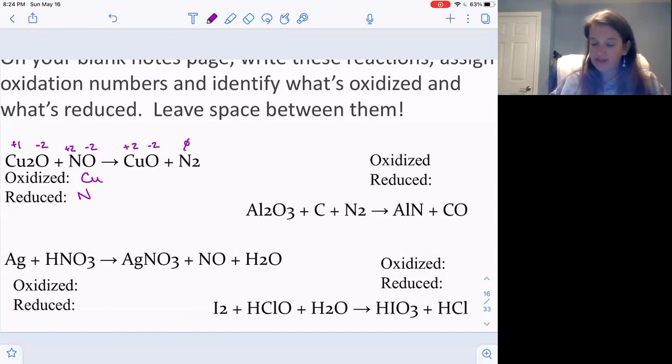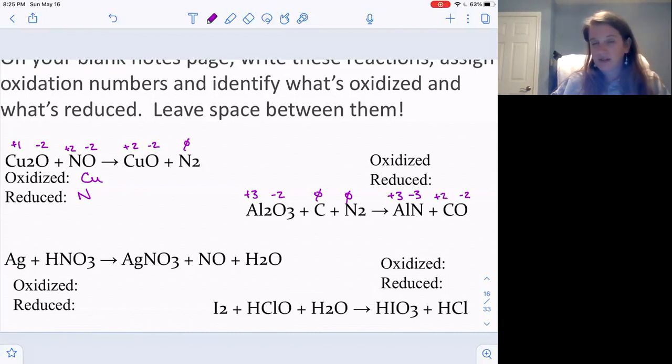All right, let's look at this example over here, the aluminum oxide one. So I know that aluminum is going to be +3, oxygen's -2. Remember, if it's just a simple ionic compound, I can use their charges from the periodic table. Carbon's by itself, so it's 0. Nitrogen's by itself, so it's 0. I've got another ionic compound, so this is +3 and -3. And then I've got carbon monoxide. So oxygen is -2, as we know. So then the carbon is +2.